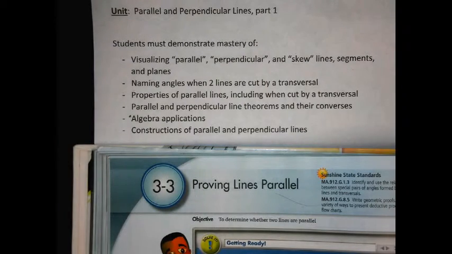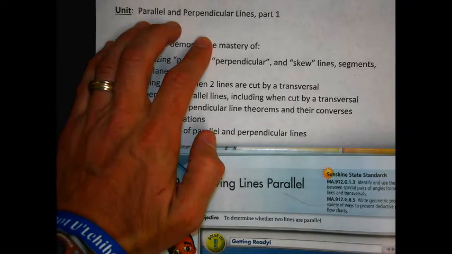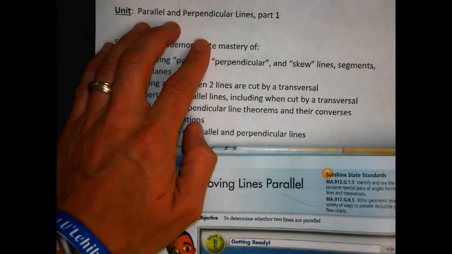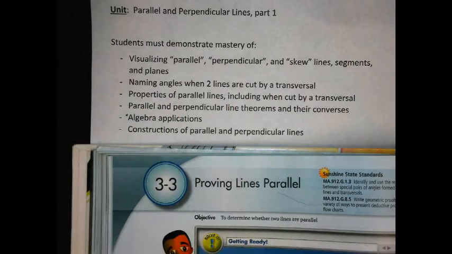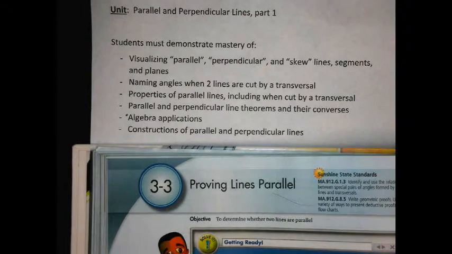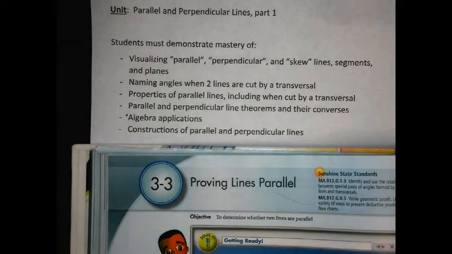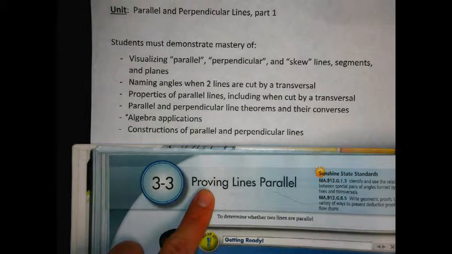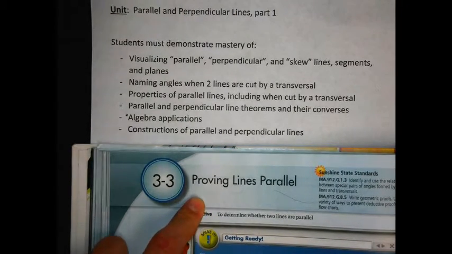We're moving on in the unit of parallel and perpendicular lines, part 1. Right now what we're going to do is jump into some more about properties of parallel lines and parallel line theorems and their converses. So in the textbook, we're dealing with Chapter 3, Section 3, about proving lines parallel. Pay attention to that first word. You see that word? Proving. You know what that means? Proofs. But don't be scared. We're going to do just fine. Okay? We're going to be just fine.